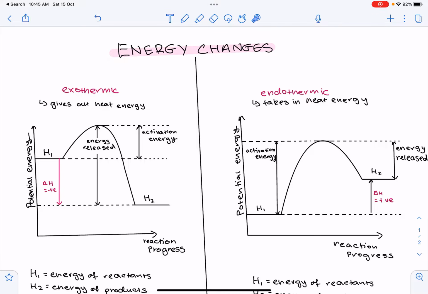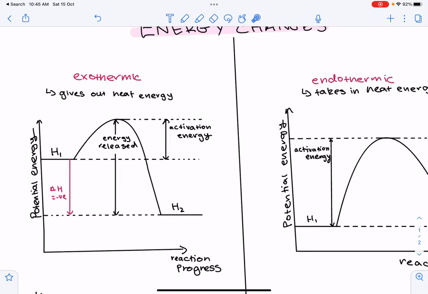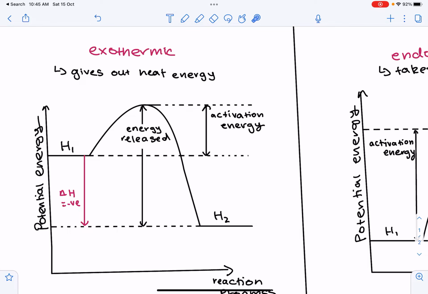Hi everyone, so today we're going to be looking at energy changes. There are two main energy changes which we look at. The first one is exothermic, and then we also have endothermic. So let's start with exothermic. Exothermic is a process that gives out heat energy into the surroundings.